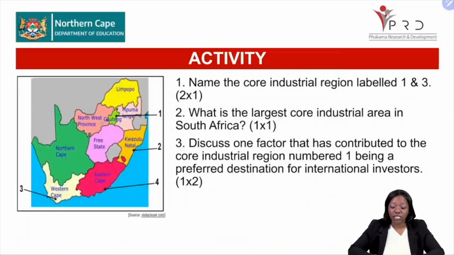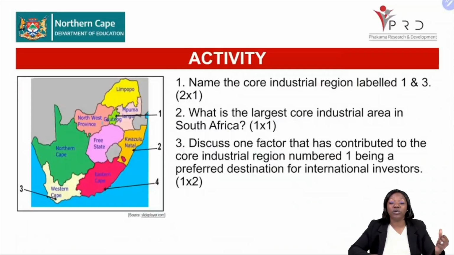In this activity, you name the core industrial regions labeled number 1 and number 3. Then secondly, what is the largest core industrial region in South Africa? Then number 3, you discuss one factor that has contributed to the core industrial region number 1 being preferred as the destination for international investors.